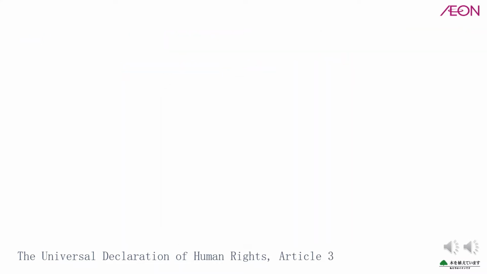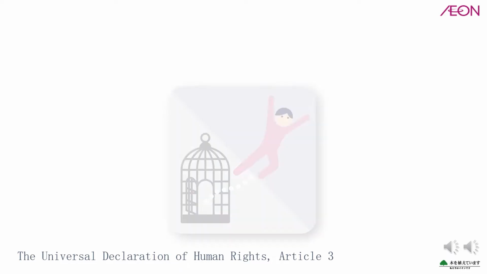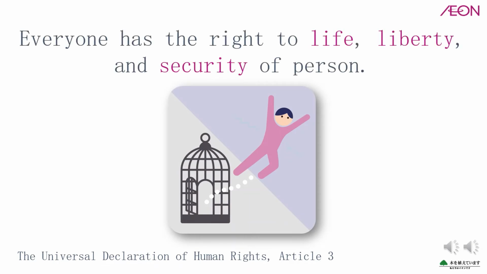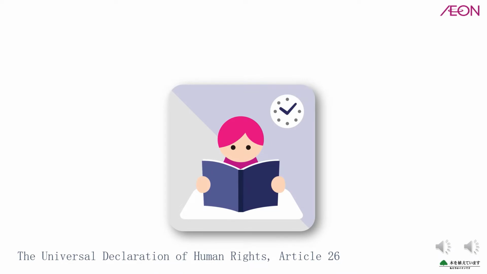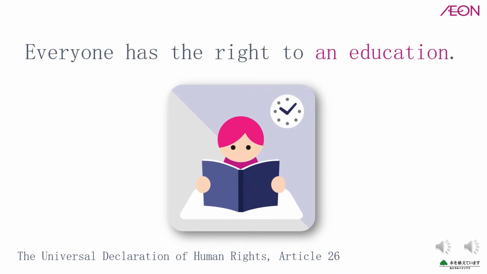Article 3 states that we all have the right to life and to live in freedom and safety. Everyone has the right to life, liberty, and security of person. Also, under Article 26, everyone has the right to an education. Human rights are essential, and we cannot live like a human being without them. However, there are still countries and regions that do not fully respect human rights, so we have to protect them in our business activities.